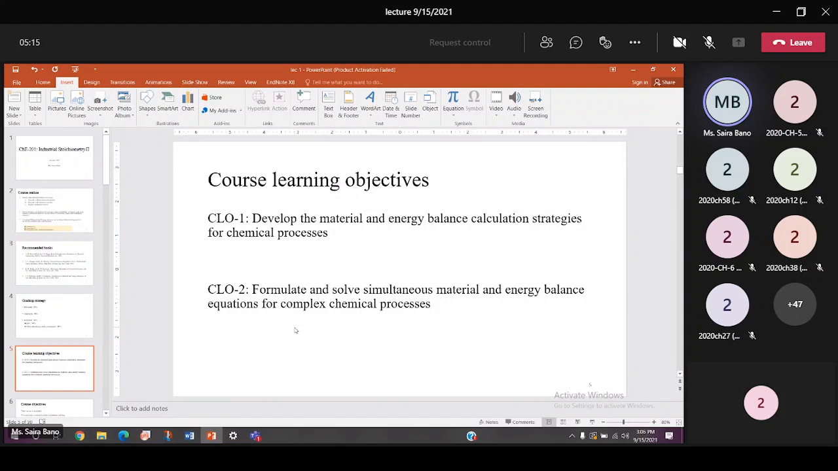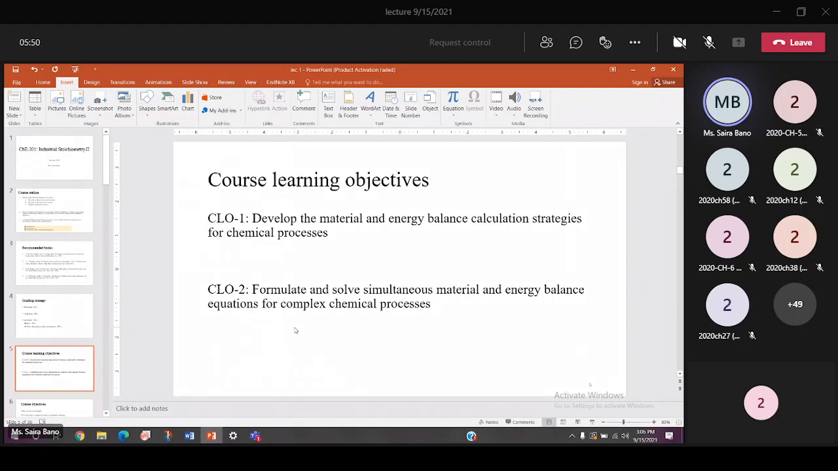Now, what does the term complex mean? Complex chemical processes means that there will be multiple chemical reactions involved. There will be multiple units involved. Units means there will be multiple unit operations involved. So they can be physical, they can be chemical, but here we will be focusing on chemical processes and how we should apply material and energy balance simultaneously, which I told you earlier, will be very much useful in your final year project as well.